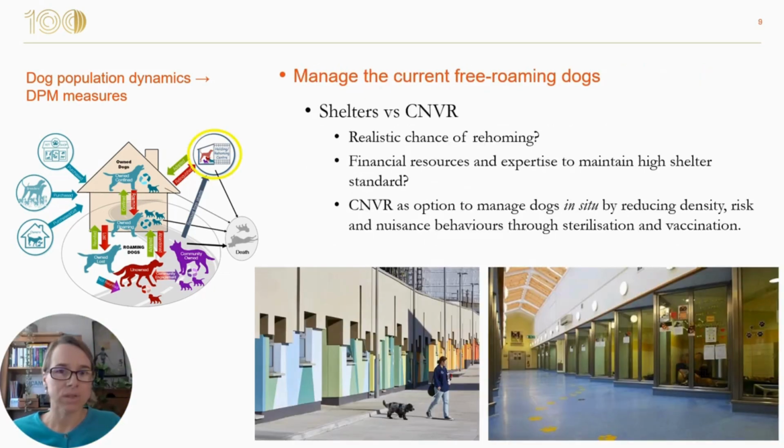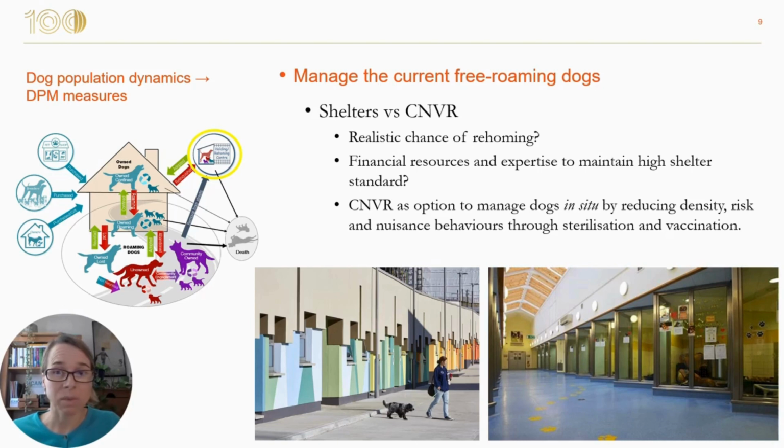Many countries manage their dog populations, at least in part using a shelter system for reuniting and rehoming, and this measure can be effective if there is a realistic chance of rehoming the dogs, and if there are funds available to run these to a reasonable standard that ensures the dogs are in an acceptable welfare state and that people will actually want to visit and rehome. These are examples of rehoming centres in the UK. People feel privileged to rehome from here.